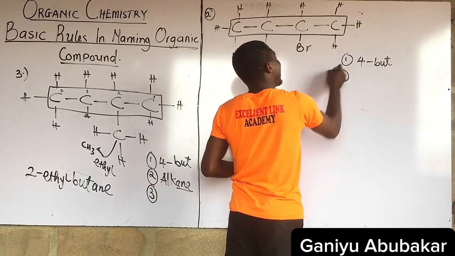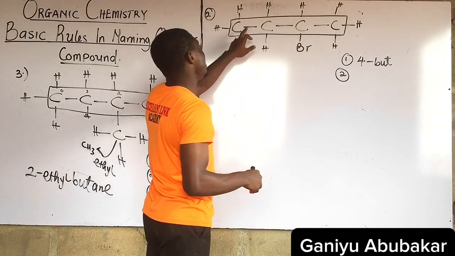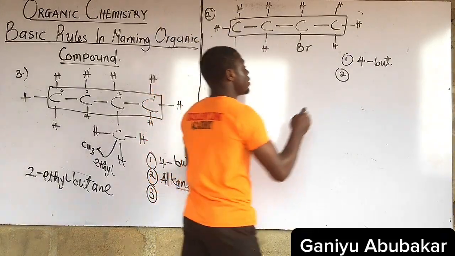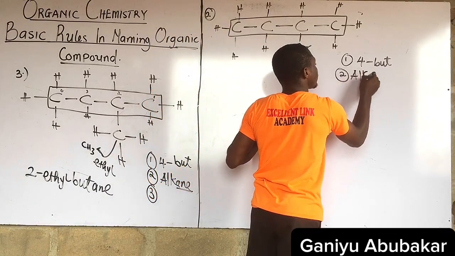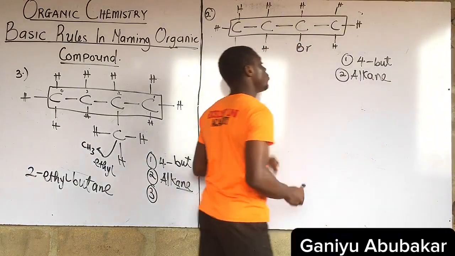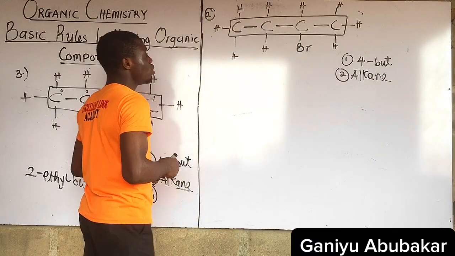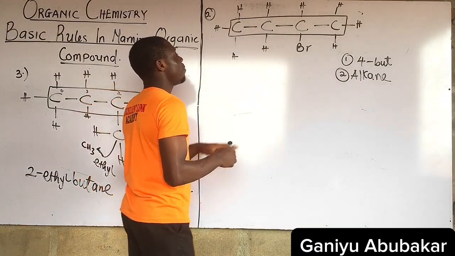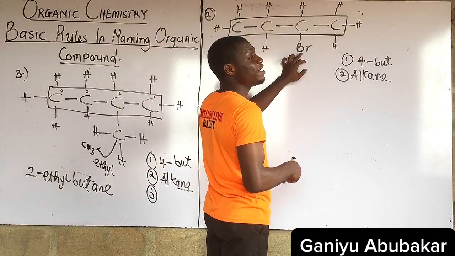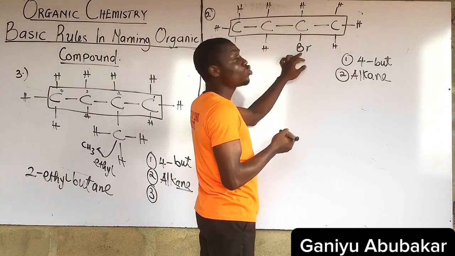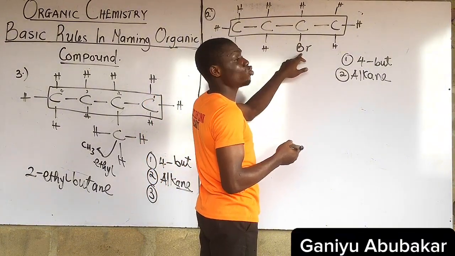Rule 2 says identify the functional group. This is what? A single bond. That's alkane. I have alkane as single bond. What's rule 3? Rule 3 gives the idea of what? Substituent. So this is a substituent here, bromine, a substituent.